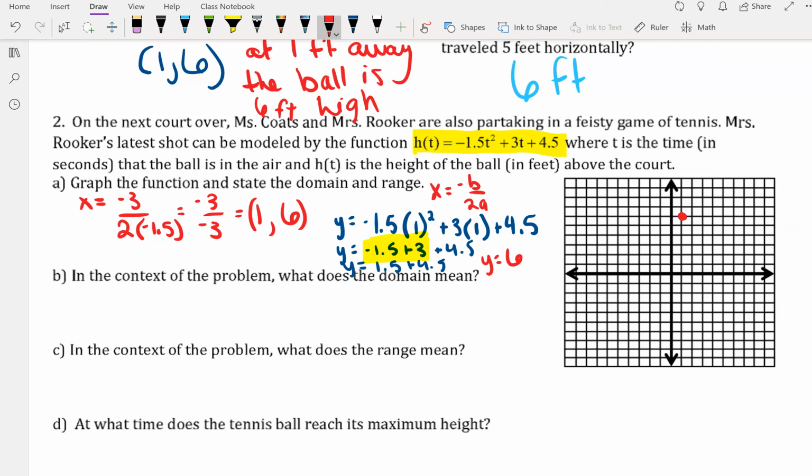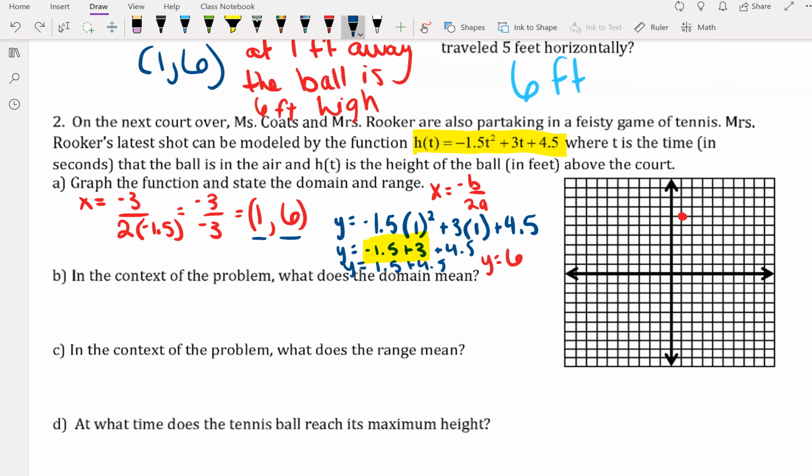And I have taught this in class before where a lot of students will say, well, they really didn't hit the ball very far if it already reached its maximum height at 1 foot away. But remember, we're not talking about horizontal distance anymore. We're talking about seconds. So (1, 6) means at 1 second after, who was it that hit the ball? After I hit the ball. 1 second after I hit the ball, the height is 6 feet high, is what this means in this context. But we'll get to that more later.